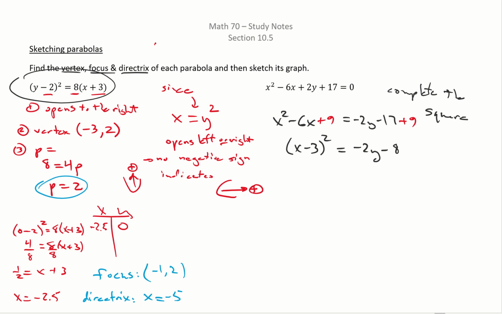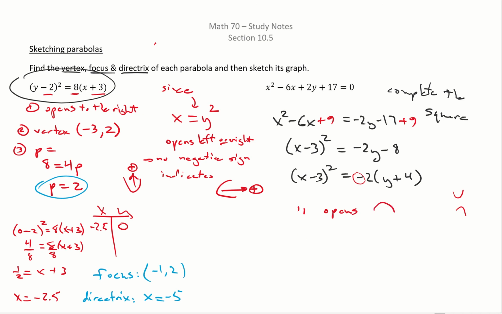Okay. Now, what we want to do is factor out that minus 2. So I want to get y by itself. So we factor out the minus 2 and we're left with what? y plus 4. That looking good to you guys? Okay, so now we ask the question, which way is it opening? So let's answer these questions. 1, since x is squared this time, it's either up or down, but we have this little negative in there. So this means it opens downward.